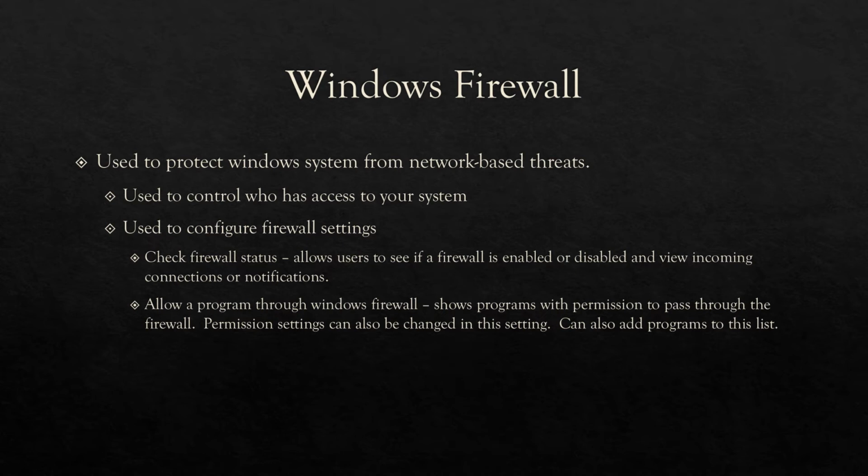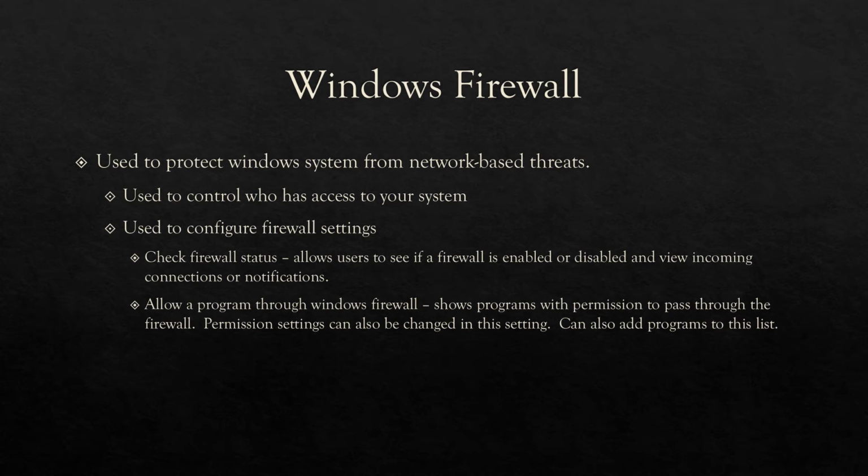You can configure your firewall settings in the interface. So two of the options that you may see when accessing the firewall from the control panel are check firewall status and allow a program through Windows Firewall. In check firewall status, you can see if your firewall is enabled or disabled, and you can also see firewall settings for incoming connections or notifications for the firewall system.